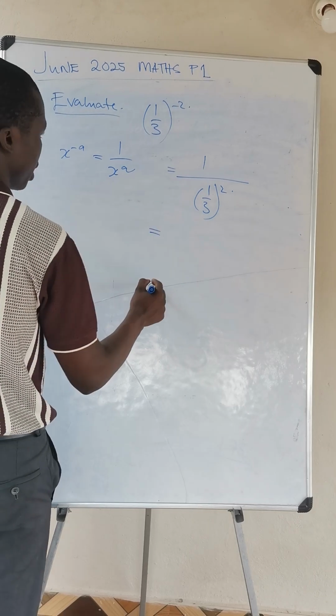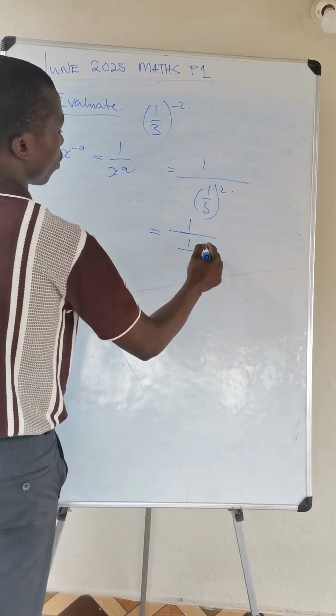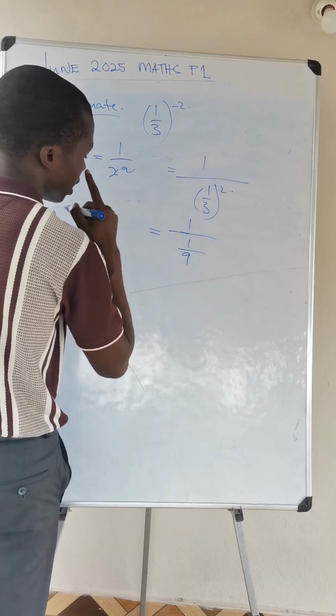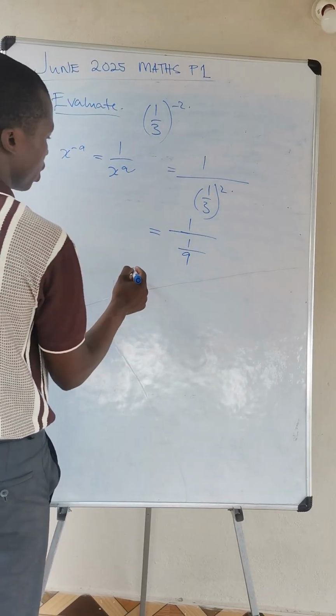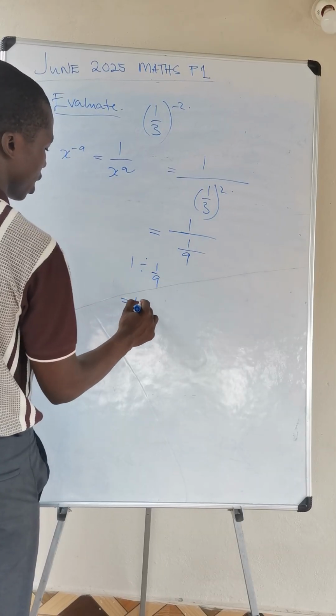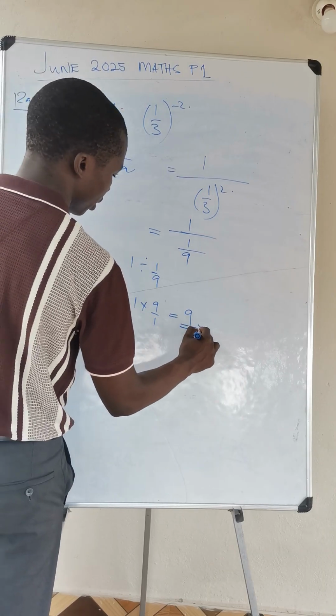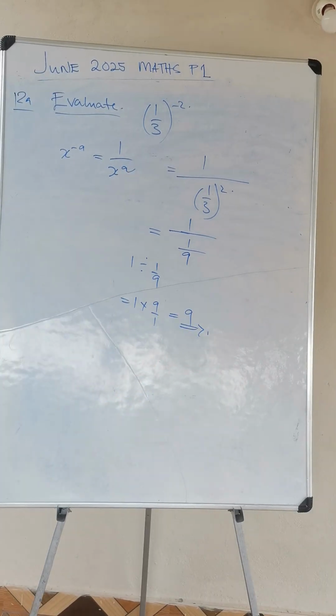So our answer becomes 1 squared is 1, 3 squared is 9. So this is division. So it becomes 1 divided by 1/9. Therefore it's 1 multiplied by 9/1. Therefore our answer becomes 9. Very easy and straight to the point. Okay, so let's move to A part 2.